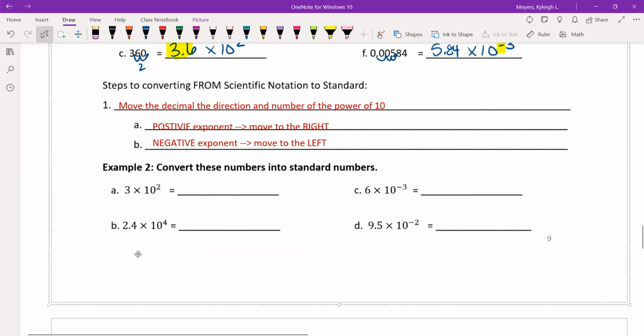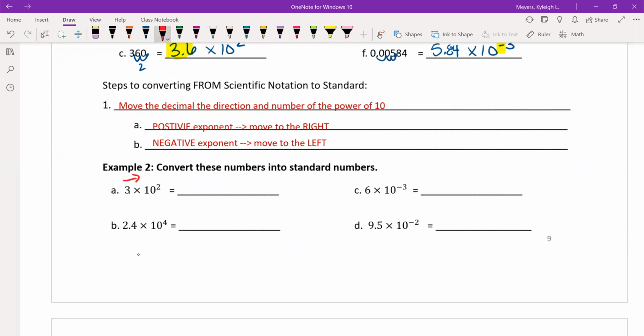Look at a positive 2. That tells me if it's positive, I go to the right, so I'm going this way. There's an implied dot here, and I move it once, twice. If there's no numbers, we plug in 0. So this should be 300 then.